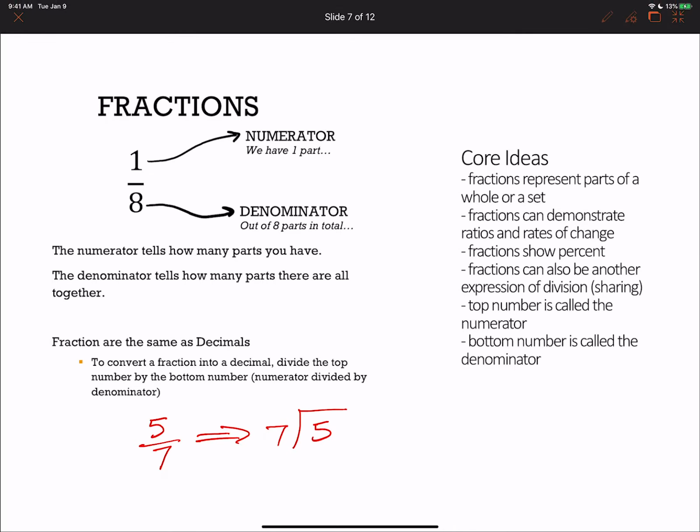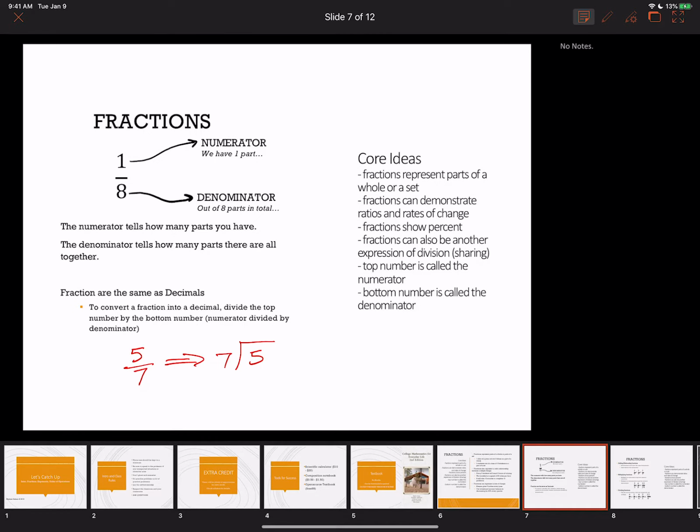I'm sorry. Why won't it let me erase? It won't let me. Okay.